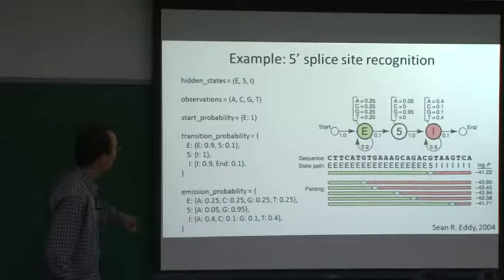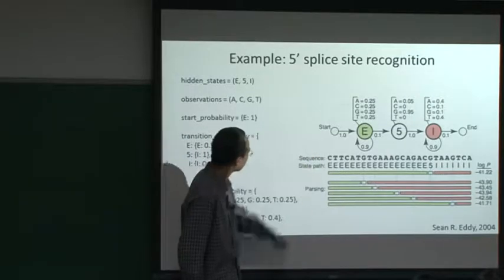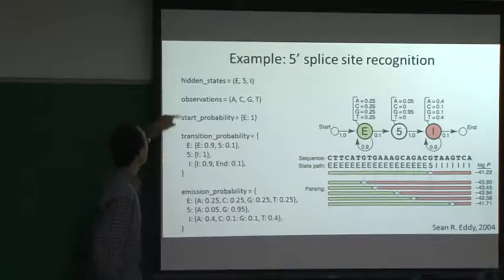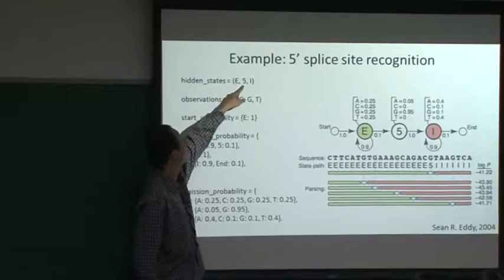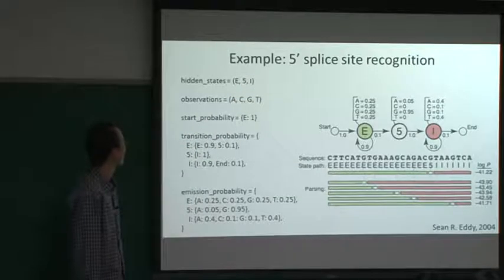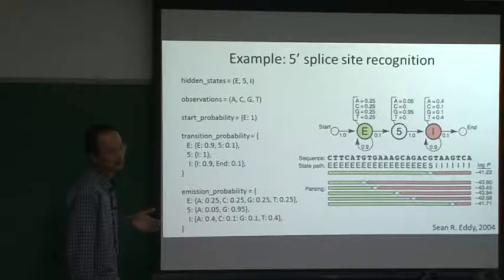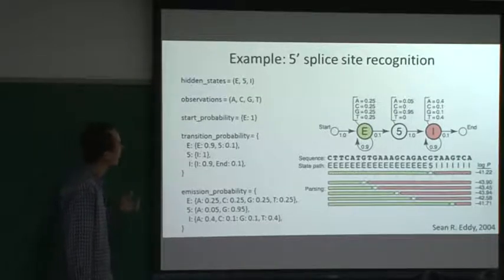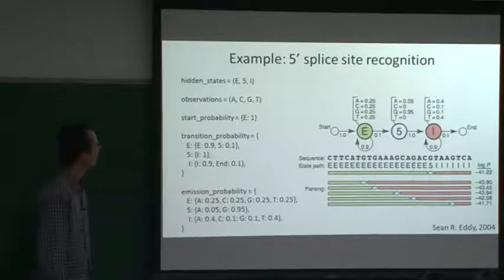For every base pair, it may have three hidden states. It may be exon, 5' splice site, or intron. We do not know the hidden state. We can only know the observation, which is A, C, G, or T.